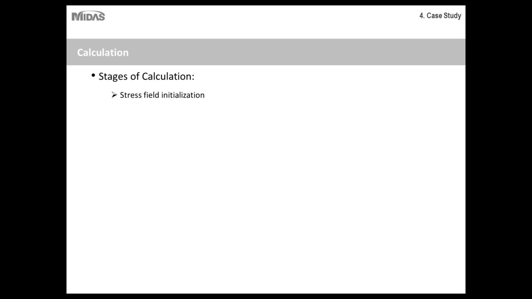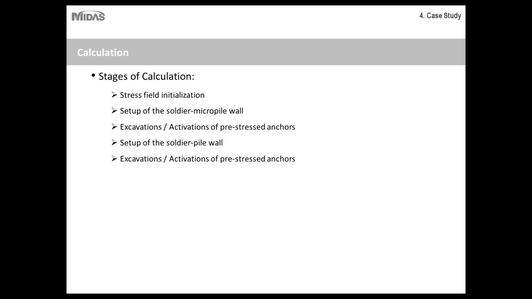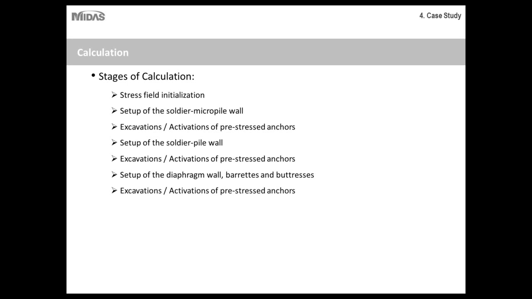And then the construction was carried out in different stages. The first stage was the stress field initialization, which is the stable soil strata with no excavation happening just yet. Then we set up the soldier micropile wall. Then we did the excavation and activated the pre-stressed anchors. Then we set up the soldier pile wall, and then we did the excavation and activated the pre-stressing anchors. Then we set up the diaphragm walls, barrettes and buttresses. Then excavated and activated the pre-stressing anchors.